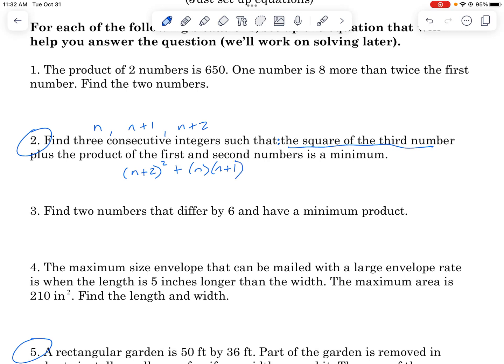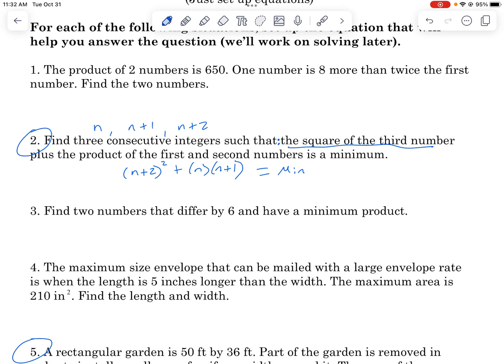The product of the first and second numbers is a minimum, equals some sort of minimum. We'll just call it min for minimum. And that's it. So that's going to be our equation. We have converted all those words into mathematical symbols here. The square of the third number is n plus 2 squared, plus the product of the first and second numbers, which are n and n plus 1, is a minimum. We're just going to write min for minimum.